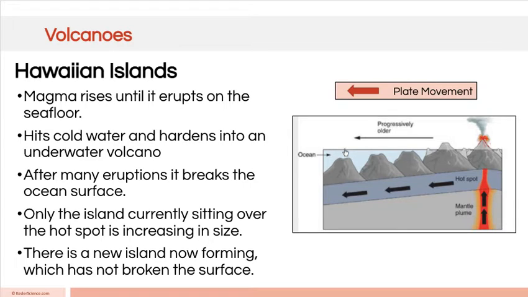Hawaiian Islands. So, Hawaiian Islands, magma rises until it erupts on the seafloor. It hits the cold water, and remember, it's not truly cold. It's just that the water temperature is colder than the inside of the earth. So it hits that water and hardens into an underwater volcano. After many eruptions, it breaks the ocean's surface. Only the island sitting over the hotspot is increasing in size. So it's growing right here, and it's pushing out. There's a new island forming right now, but it has not broken the surface.